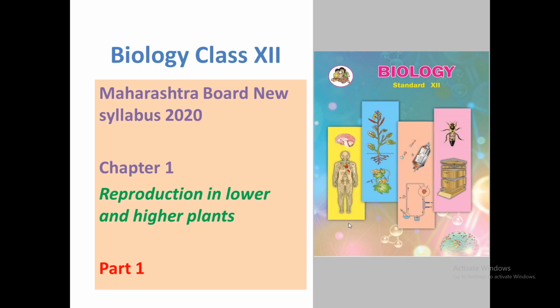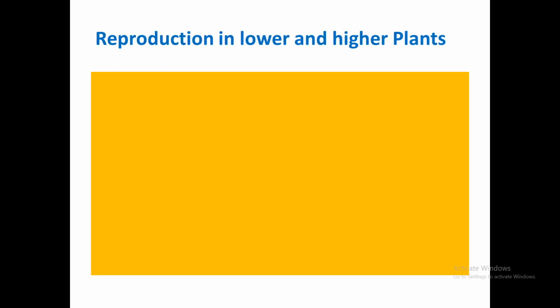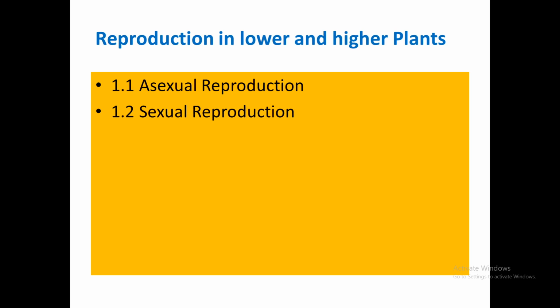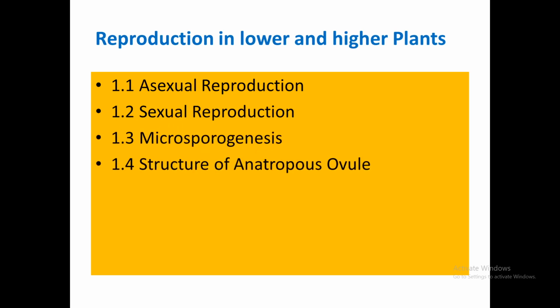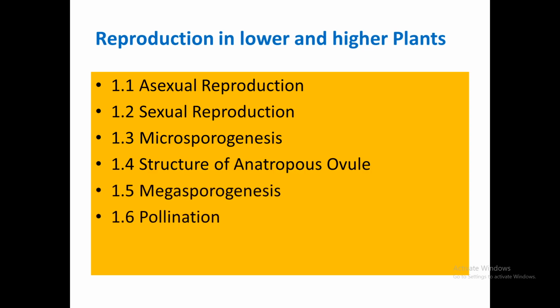Hello everyone. We are going to start Biology class 12th as per the new syllabus, first chapter, reproduction in the higher and lower plants. So first we'll see what contents they have included in the first lesson. First point is asexual reproduction, second is sexual reproduction, then microsporogenesis, structure of anatropous ovule, megasporogenesis and pollination.